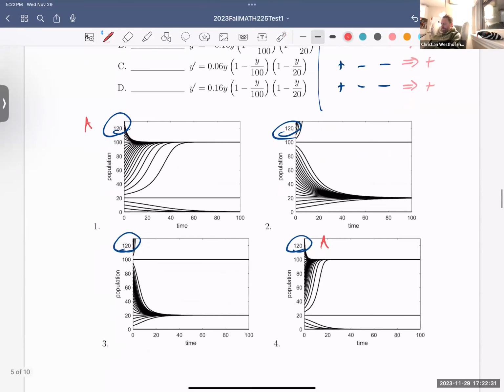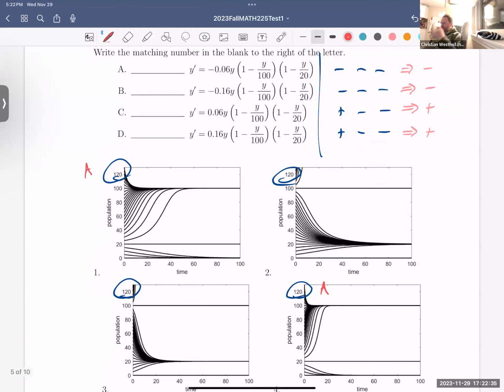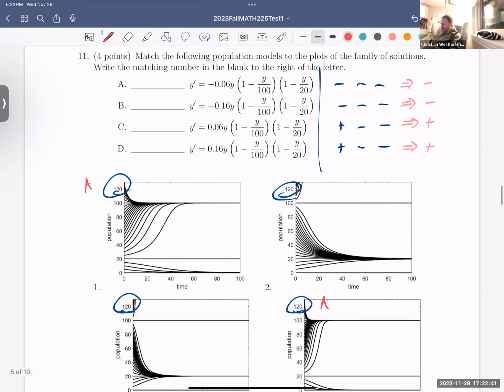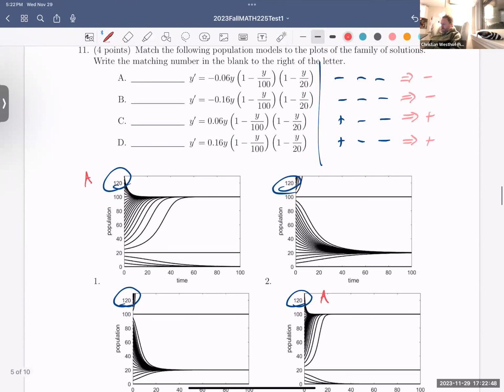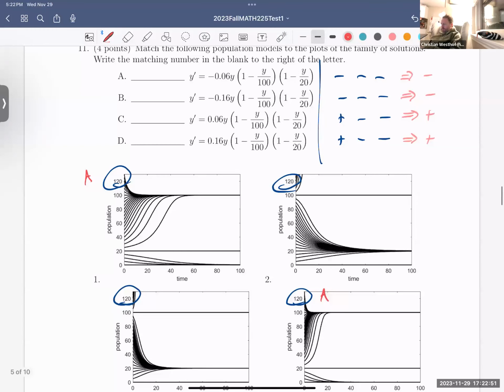Then what else? I guess these could be B. This could be B, since again, we had negatives in our derivatives when we plugged in 120. So this other graph is either C or D, and this one is C or D, to be positive at 120. So positive at 120, positive at 120.